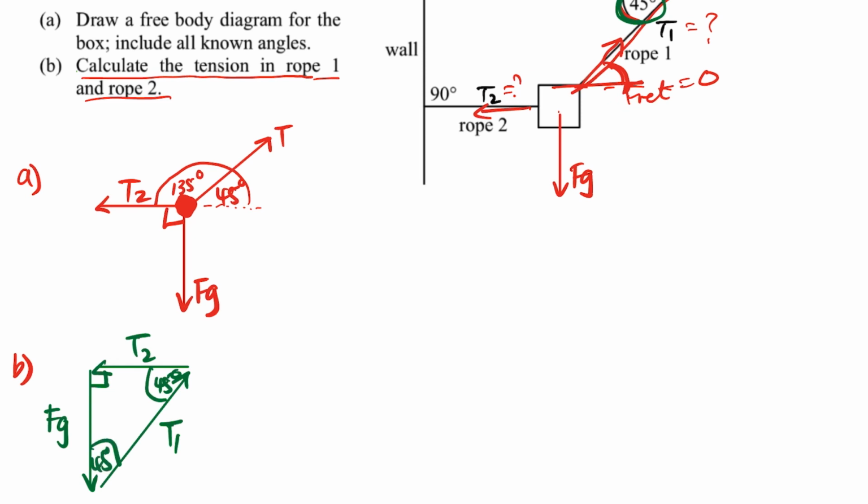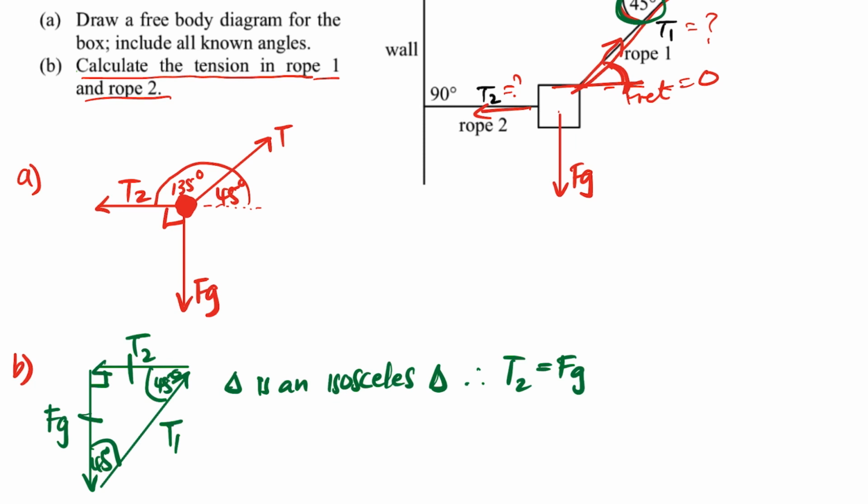So that means this triangle is an isosceles triangle. Why? That means this side and this side are equal. So therefore T2 and Fg are equal, right? They are equal. The two sides in the isosceles triangle are equal.